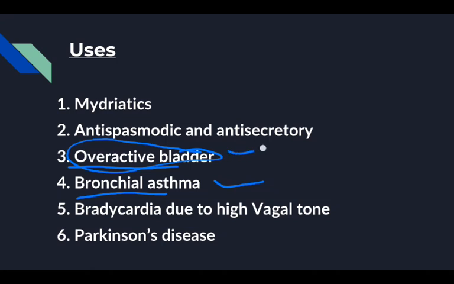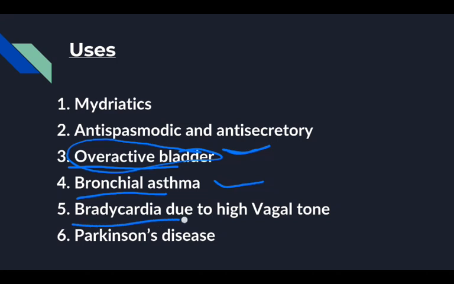And in case of overactive bladder, oxybutynin is used, which is M3 receptor selective. M3 receptors are present in the detrusor muscle of the urinary bladder. Nowadays, dicyclomine is used because of less side effects of dicyclomine.